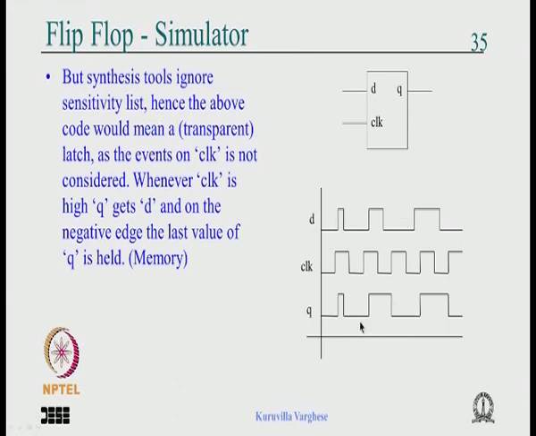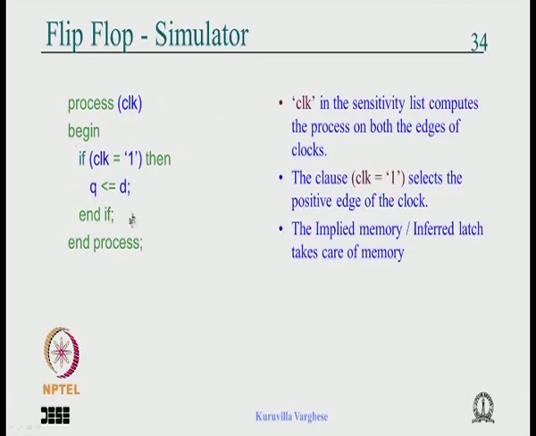So the question is that given this code to a synthesis tool, it becomes a latch, and the simulator treats it as a flip flop. Now the question is, how do we make proper code for a flip flop as far as the synthesis tool is concerned? This gives you a clue, because for the simulator it works properly, since the simulator starts when there is an event on the clock. And clock is equal to 1 will make a positive edge triggered. So it is enough as far as the synthesis tool is concerned.